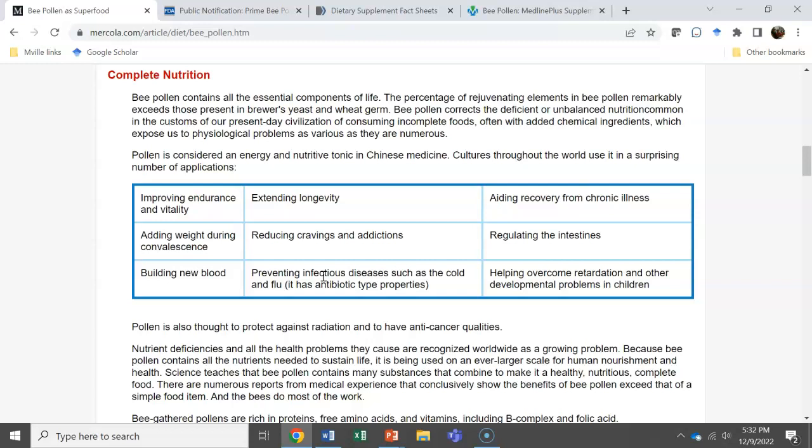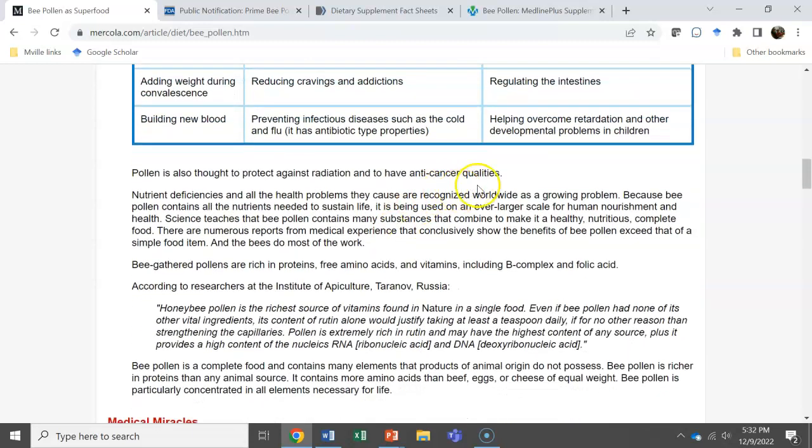So if you notice here, these are lots of different claims. It reduces cravings and addiction. So in other words, it's going to help you lose weight. So this is a cure-all. Again, they're taking bee pollen by itself and saying, no matter what you've got going on with you, it's got anti-cancer qualities. Not true, by the way. None of this is true.